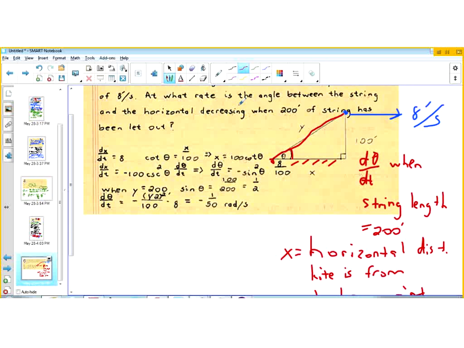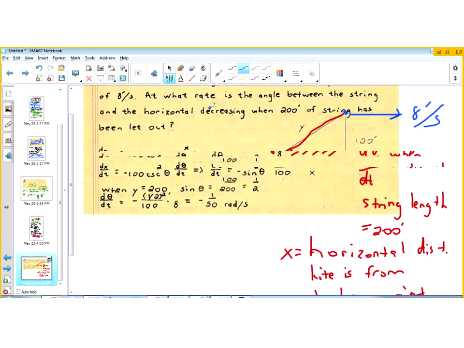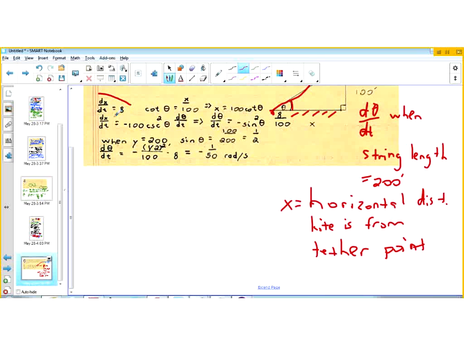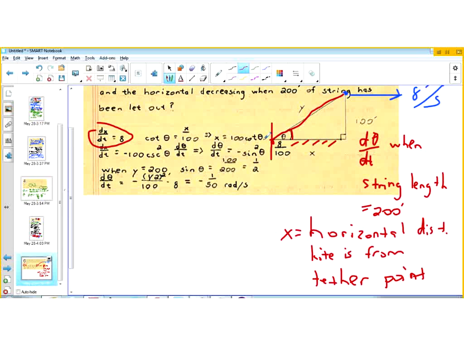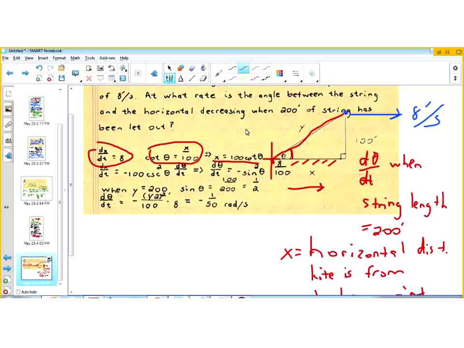Okay. So we're given that the length of the string is 200. The kite is moving at 8 feet per second from the tether point, so we have this information right here. The change in x with respect to t is 8, since we let the tether point define our coordinate system, so anything moving in this direction will have a positive velocity. And we also know that the cotangent of theta equals x over 100. So we can solve for the instantaneous value of x. So x is equal to 100 cotangent theta.